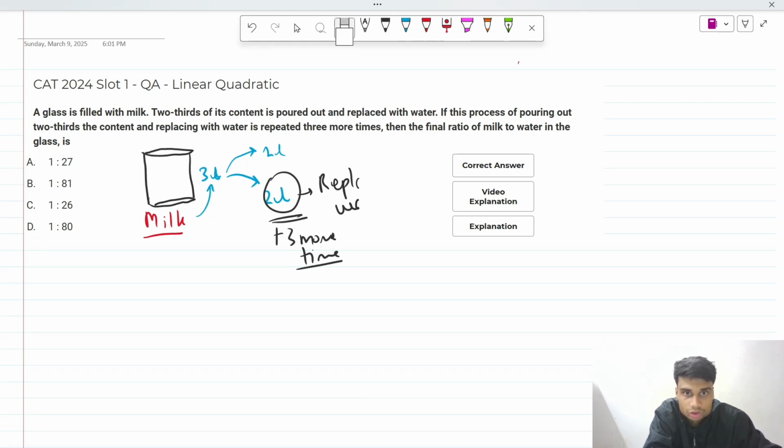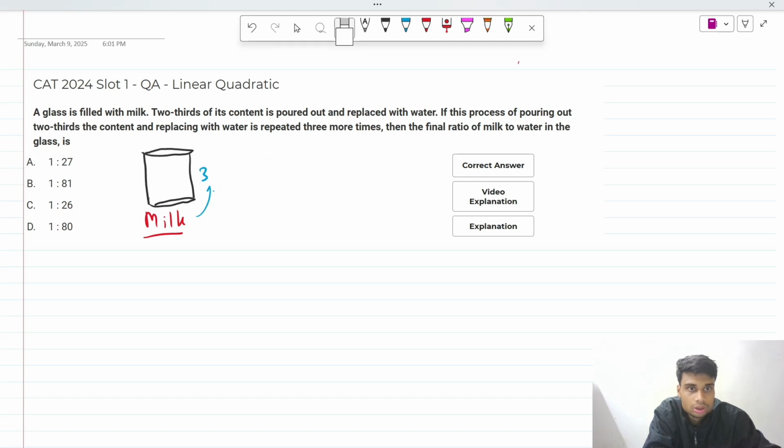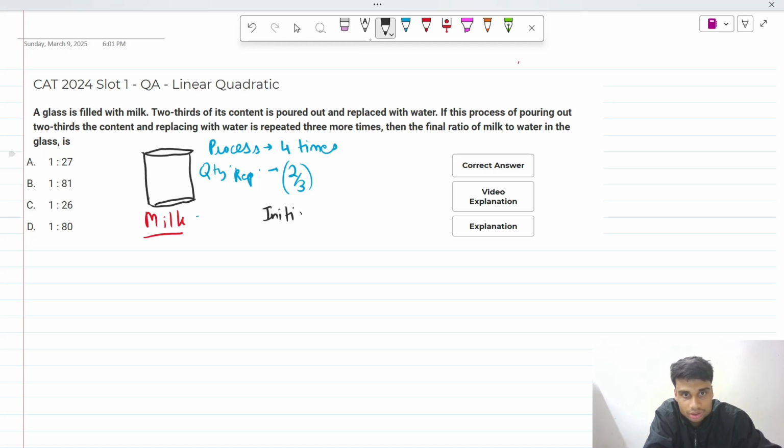So what we need to do is, we know that the process is repeated 4 times in total. First time and then 3 more times, that means totally it's repeated 4 times. And the quantity that is being replaced is 2 by 3, two-thirds of the total content, that is the milk. So what do we need to do for finding the initial quantity in this question?